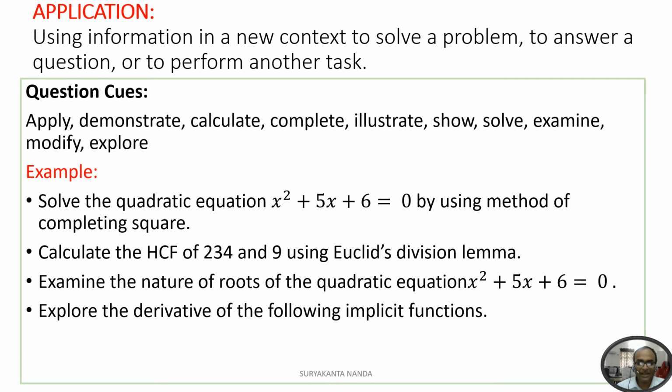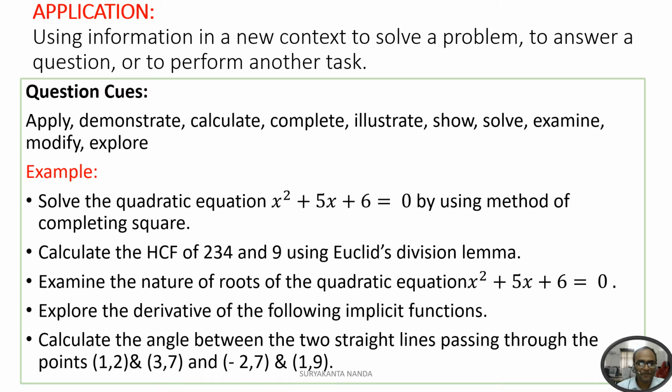Explore the derivative of the following implicit functions. Means some implicit functions will be given and students will find their derivatives. Calculate the angle between the two straight lines passing through the points (1, 2) and (3, 7), and (-2, 7) and (1, 9). So these are a few examples based on the third level of Bloom's taxonomy, that is application.